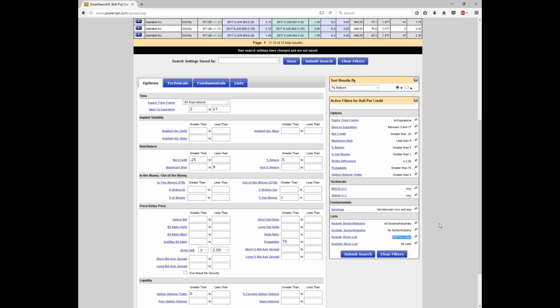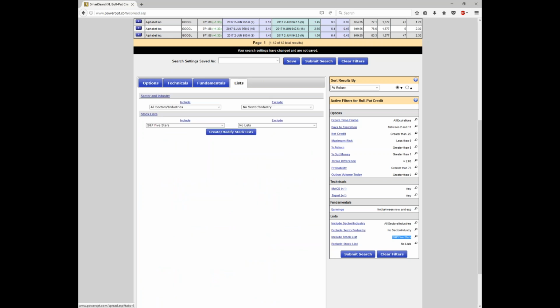You're right. But remember, we started with a sample search that was restricting the universe of options in the lists to only be the S&P 5 stars. So this probably already took it down to only maybe 40 or less stocks out of the 4,500 optionable stocks, ETFs, and indexes. That's why we're seeing less results. Plus, we're filtering by the earnings, not between now and expiration.